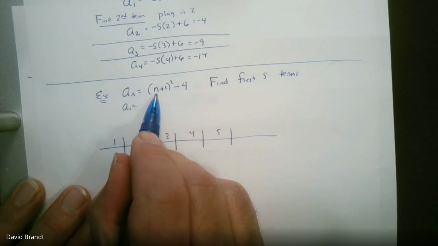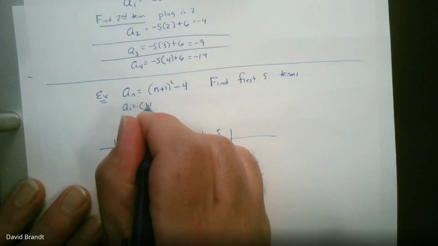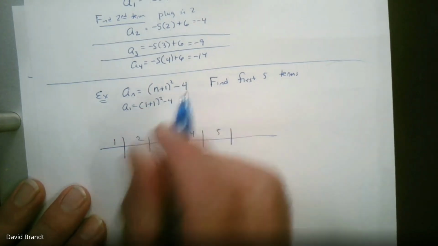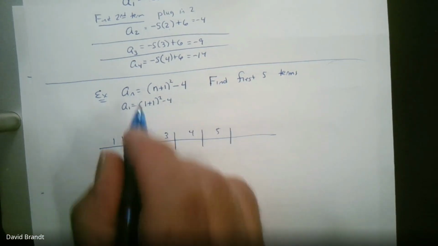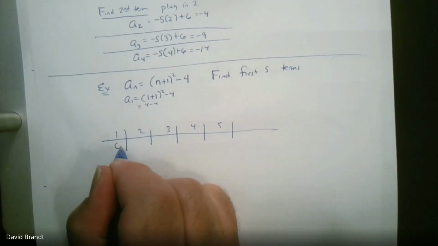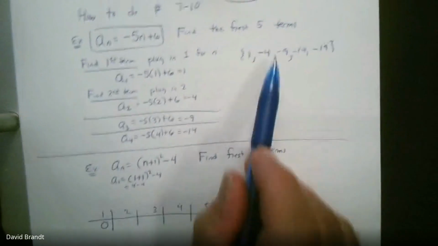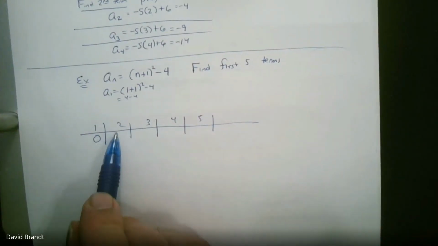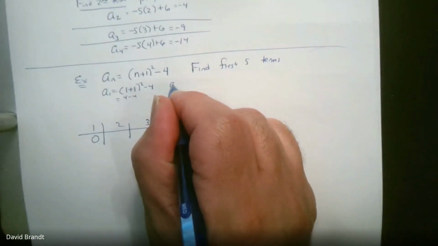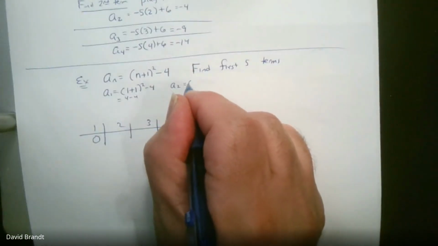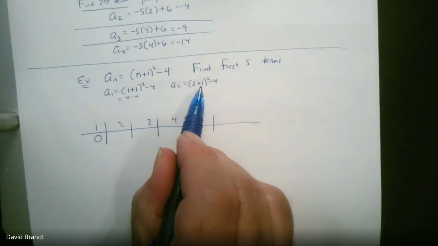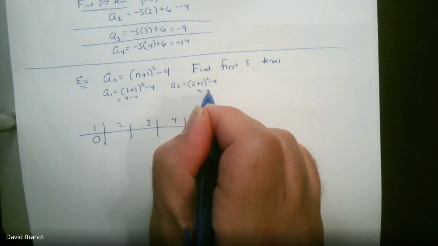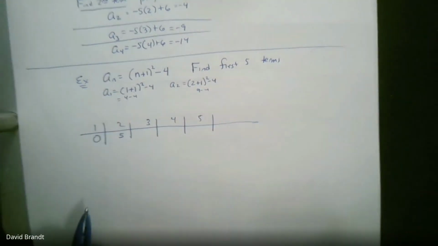All right. So to find the first term, I'm going to plug in 1. So I'm going to plug in a 1 right there. So that's going to be (1 plus 1) squared minus 4. 1 plus 1 is 2. 2 squared is 4. And 4 minus 4 is 0. So my first term is 0. See, I could have written these results in a table also. So to find the second term, all right, we're going to plug in 2. So that's going to be (2 plus 1) squared minus 4. That's 3 squared, which is 9. 9 minus 4 is 5.